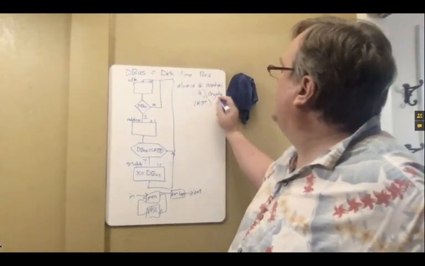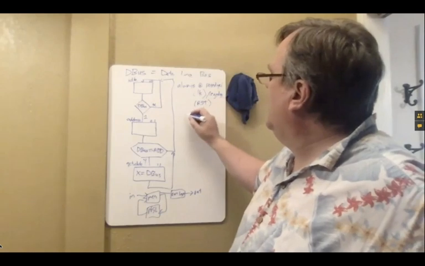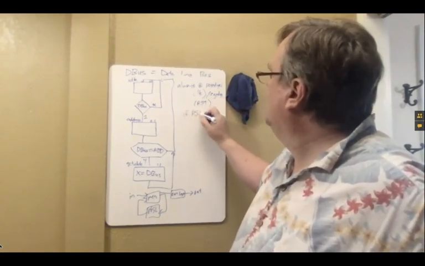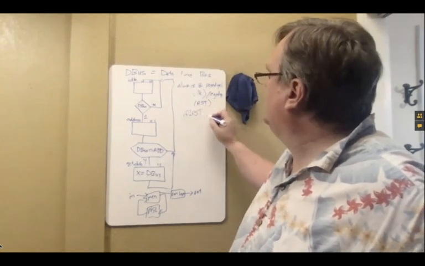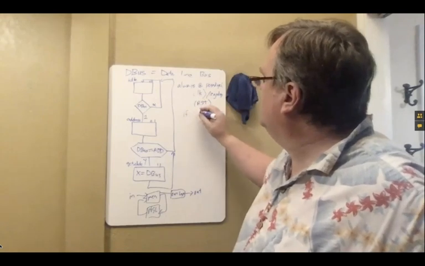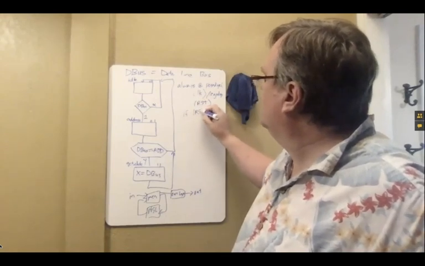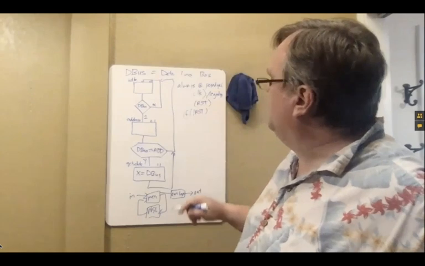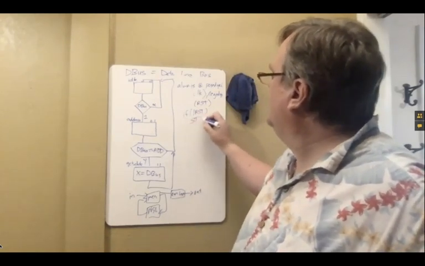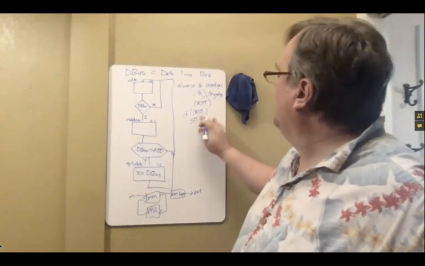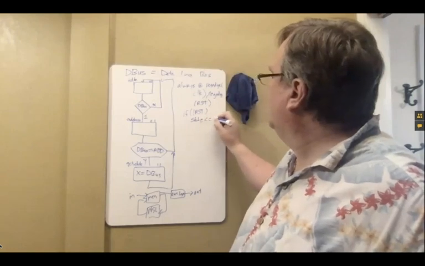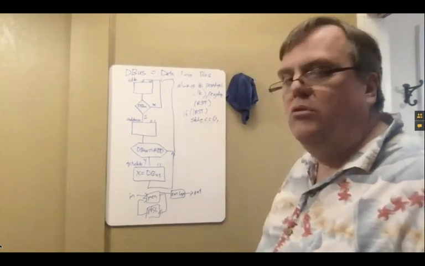Since I have a reset, I'm doing negedge. I would then check to see if not reset. So if not reset, and put in parentheses to be very careful, then I would say, whatever I called my state, I think I just called it state. State gets the value of 0, right?